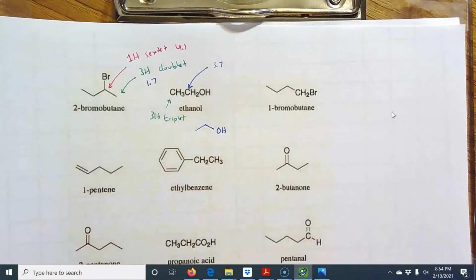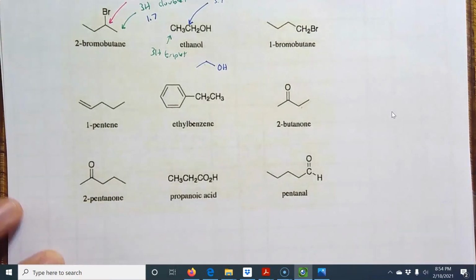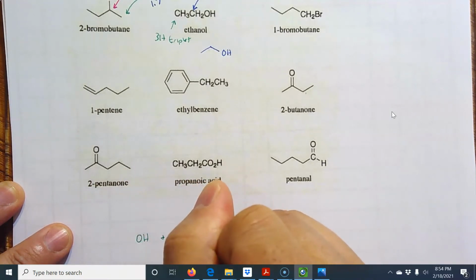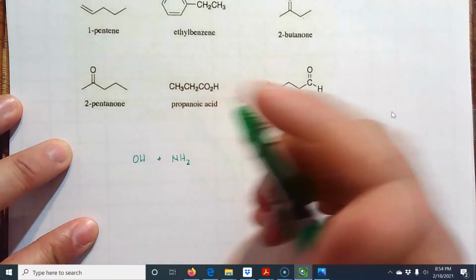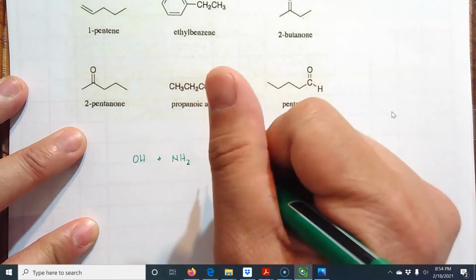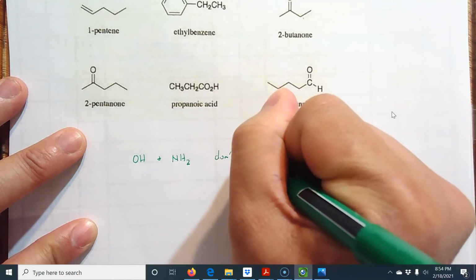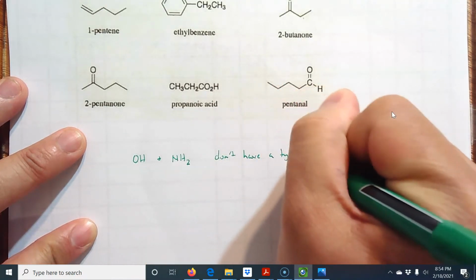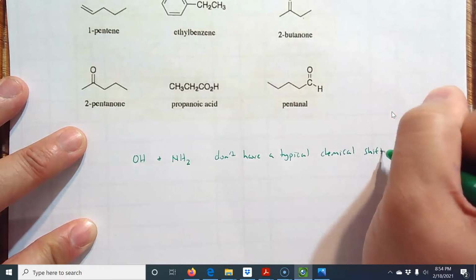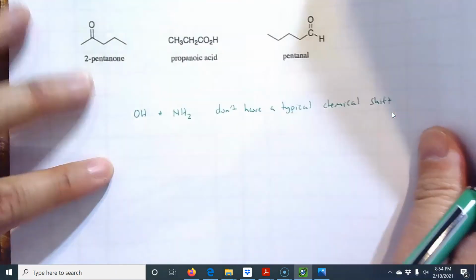we've gone into an OH group. Let me give you a couple of notes about OHs and NHs because they're kind of unique. OH and NH, or NH2, it's just a hydrogen on an oxygen or nitrogen. They don't have a typical chemical shift because it's very concentration dependent. They could show up anywhere along the x-axis. That's point number 1.